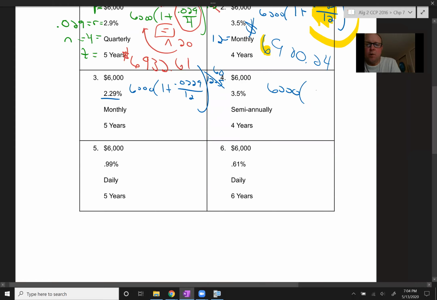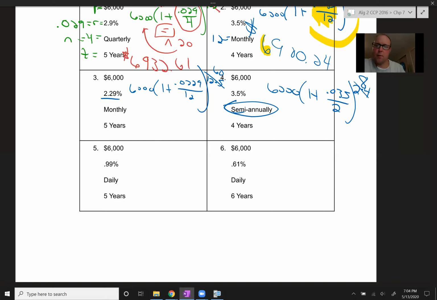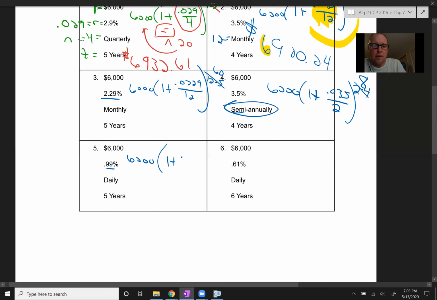6,000, 1 plus 0.035, semi-annually. Semi-annually, that's 2. Again, I like to go in order. If I go in order, once I put this 2 here, I put it right in the exponent as well. So 2 times 4, and by habit I cross it out and multiply that right away. Super easy, a lot easier to do. Again, we'll get you some final answers at the end. 6,000, 1 plus 0.0099. This is a very small percentage. Daily, 365.